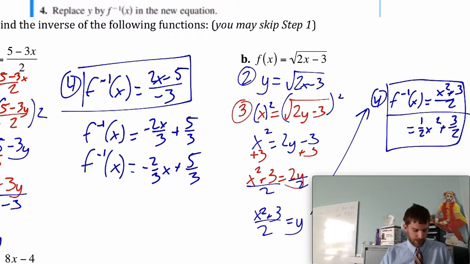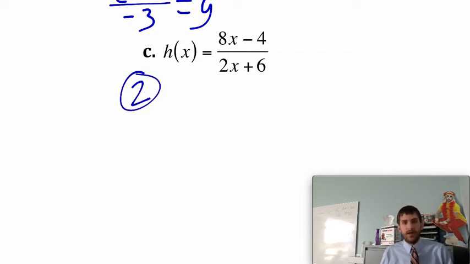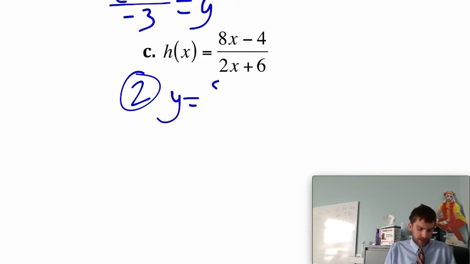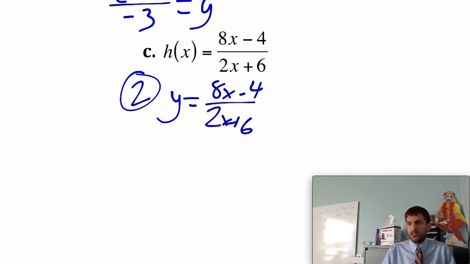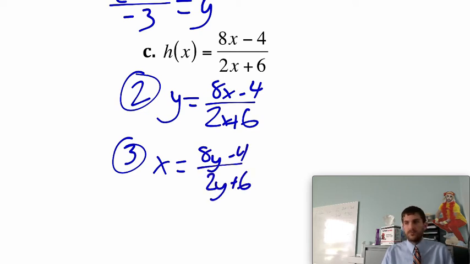And of course you pause and we're back. So letter C, starting off with the same steps. Step 1, we're going to assume that it passes the horizontal line test. Step 2 says y equals, instead of h of x or f of x or what have you. So 8x minus 4 over 2x plus 6. To start solving step 3, we're going to make it x equals 8y minus 4 over 2y plus 6.